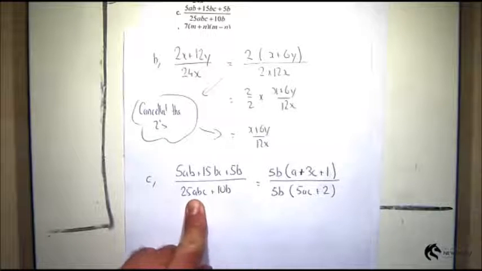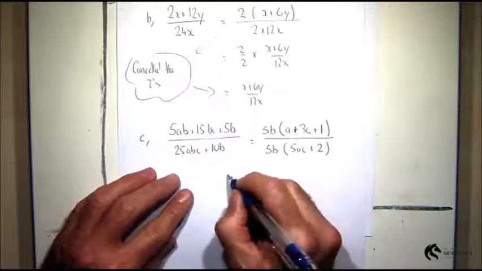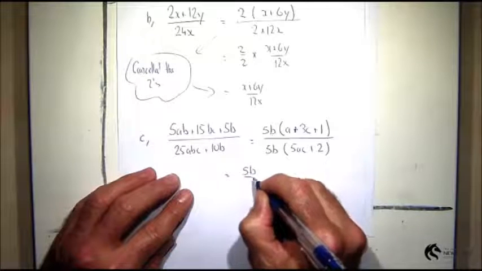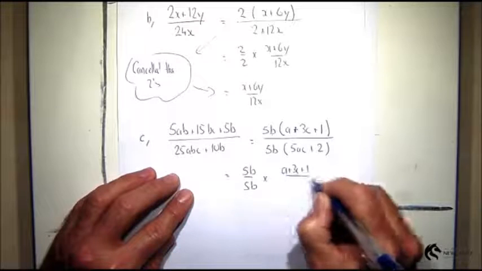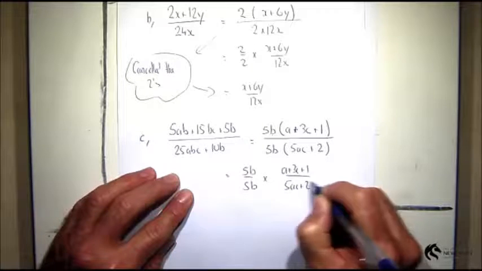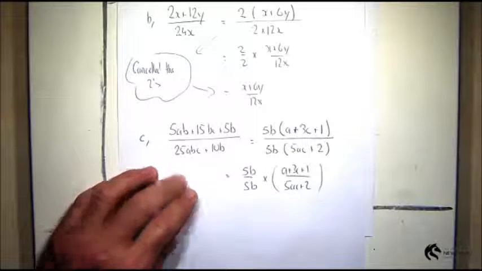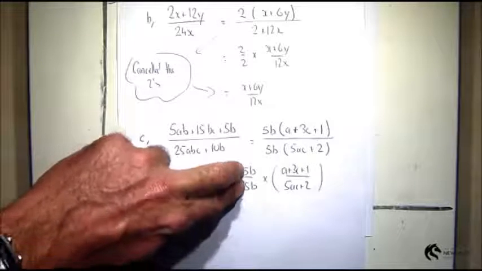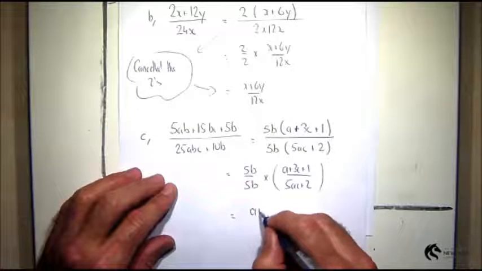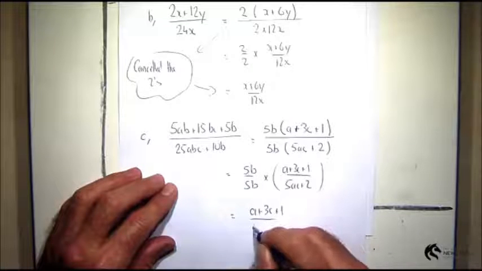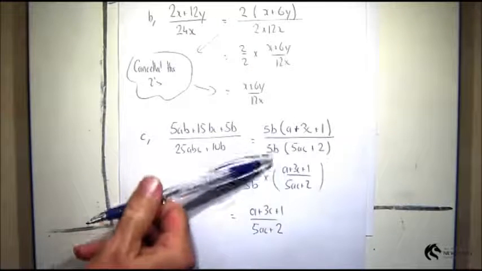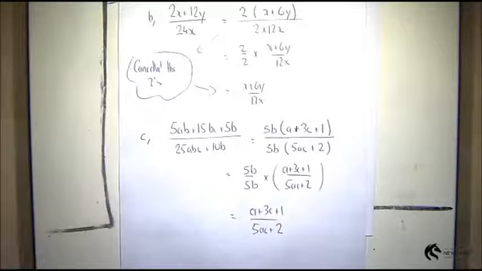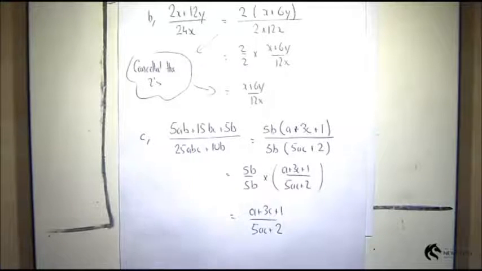Having managed that, I can now say, you probably don't have to write this step in, but I'll write it in anyway: a plus 3c plus 1 on 5ac plus 2. And of course that number there is just 1. And so this becomes a plus 3c plus 1 on 5ac plus 2. So here I've cancelled out the 5b's, and so I'm able to rewrite that expression as that.